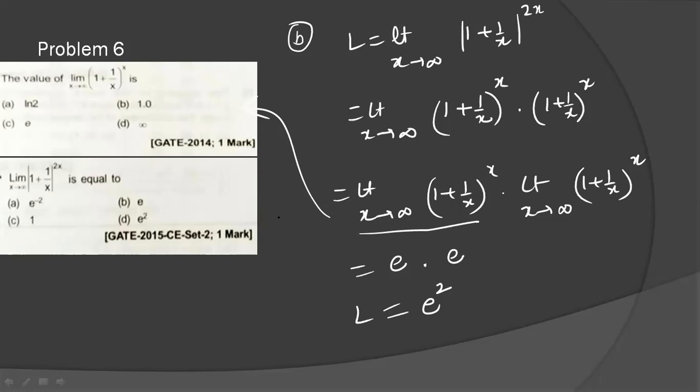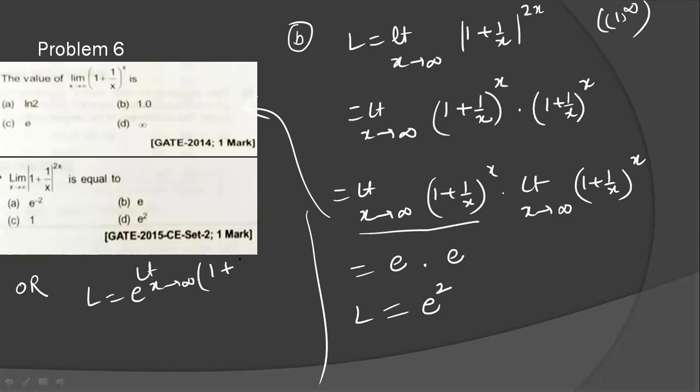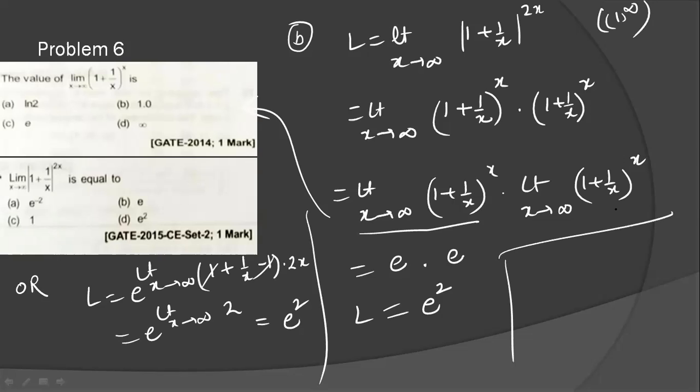Or you can apply, this is a 1 to the power infinity form, so you can apply e to the power limit x tending to infinity, f(x) minus 1 into g(x), where f(x) is 1 plus 1 upon x and g(x) is 2x here. So you will get limit x tending to infinity 2x upon x, which is 2, it means e square is the limit.